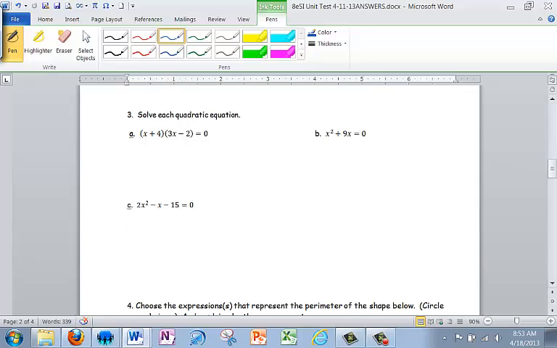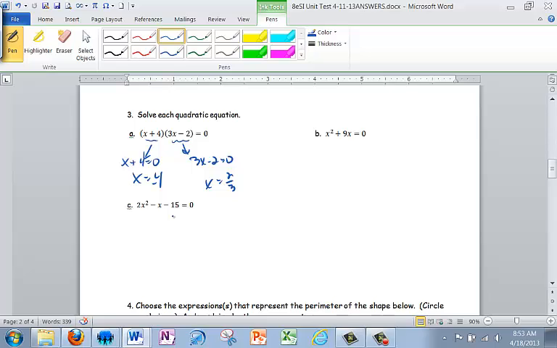The quadratics. The first one is straightforward because it's already in factored form. So this one, you would write x plus 4 equals 0, so x is negative 4. And for this one, 3x minus 2 equals 0, so x is 2/3. So that should have been fairly straightforward because it already was in the correct form.